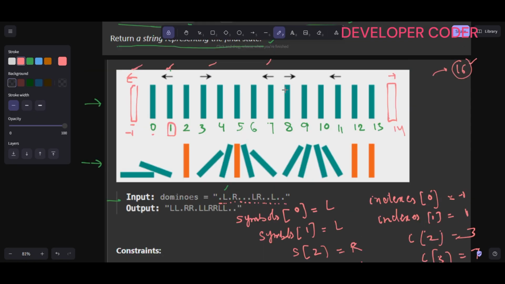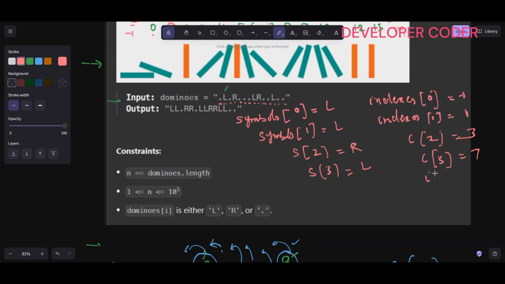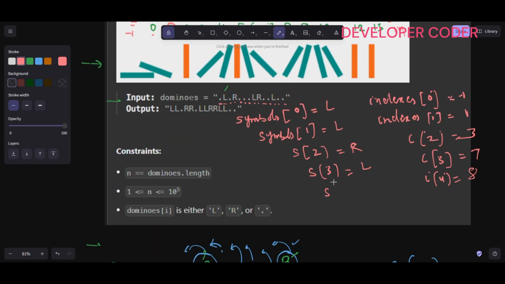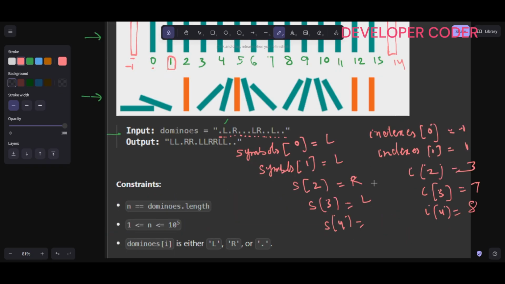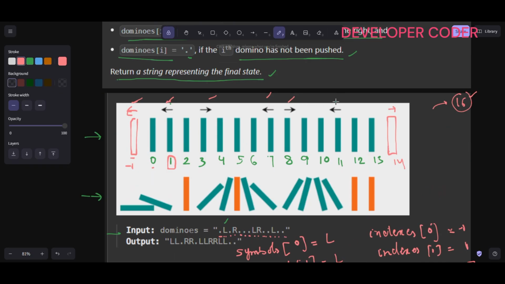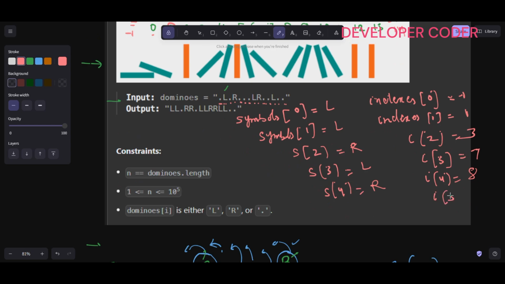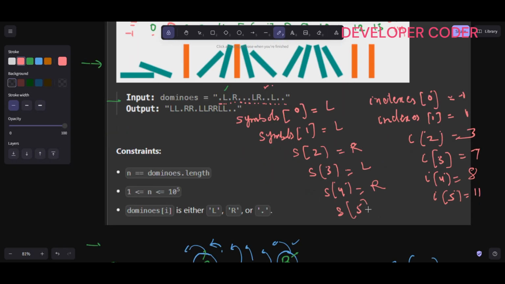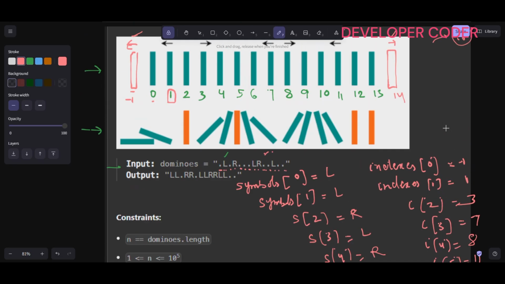All right, then next this one. So here I4, this one is at 8, and here S4, and the movement is right. And then after that this one, so here I5 is at 11, the movement is at 11 of this original string of dominoes, and S5 is left side. And then after that this S6 is R, for 14, so I6 is 14. So this is what we need to create.